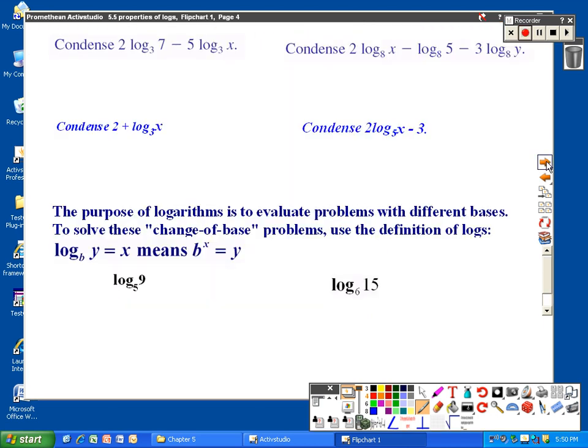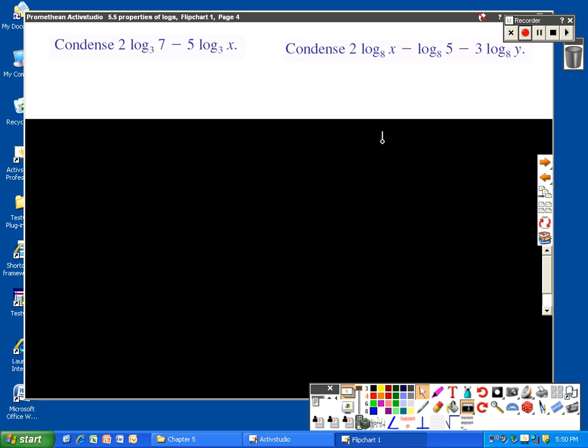Now we're going to go the other way. All of this before was expanding. Now we're going to take the expanded logs and write it back down, condense it down to just one log. So when I look at this, I first look at what log I'm writing it as. So it's all going to be written as log base 3.